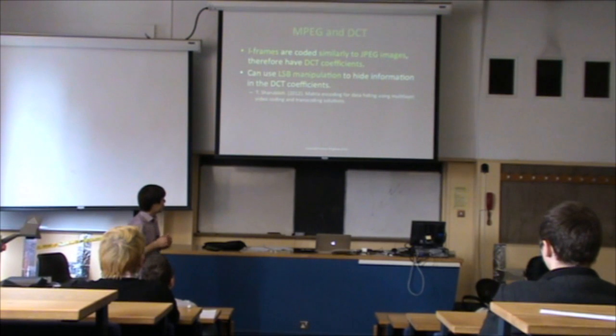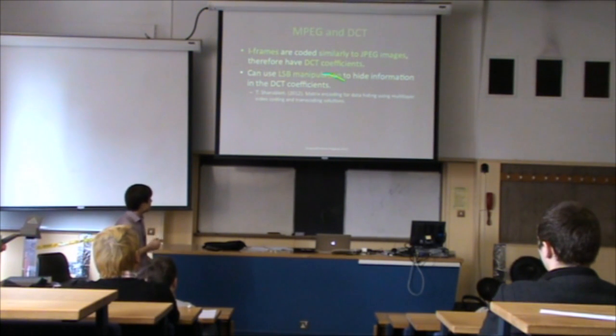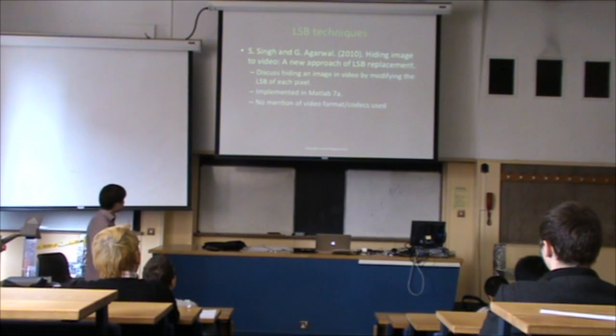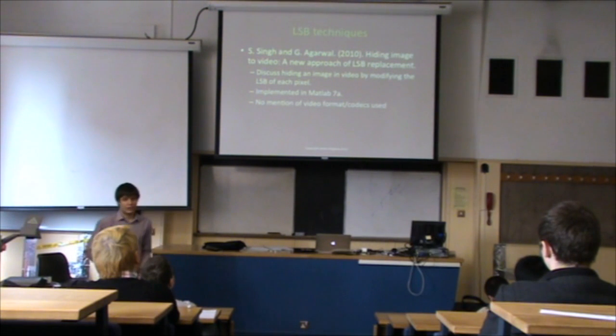Right, so MPEG is sometimes referred to as motion JPEG, in the sense that JPEG images, or at least a similar technique to it, is used to encode the I-frames. What this means is that you can hide stuff using the DCT coefficients. You can use LSB manipulation to change what's hidden in those coefficients, as I've discussed before, and this source discusses how exactly that's done. So that's one way in which you can use LSB manipulation. This is another source which discusses how you can use LSB manipulation to hide stuff in video.